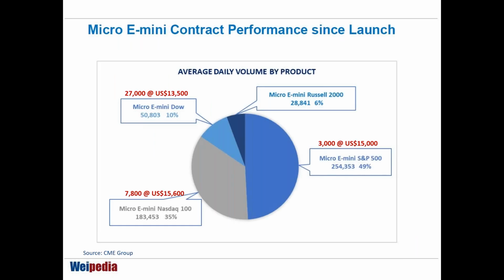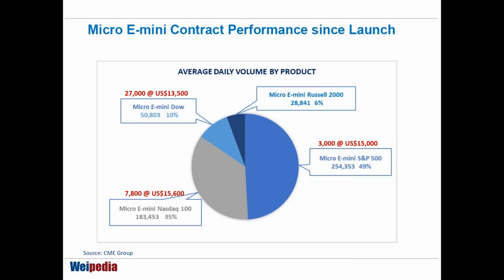Now, let me move on to the next slides here and explain the Micro E-mini. About 3,000 points is worth 15,000 US dollars. You can see that since it started, the E-mini S&P has garnered the most attention here. This is a pie chart, followed by the E-mini NASDAQ, today at about 7,800 points, which is as if you're buying 100 tech stocks worth 15,600. So it's always a mindfulness about what is the contract value that you're buying.